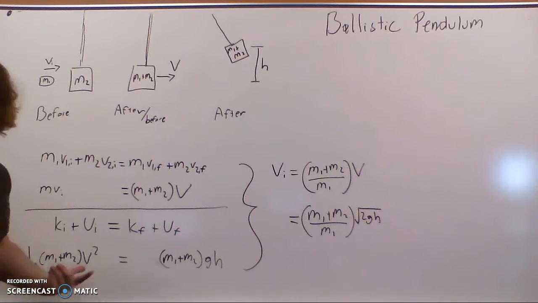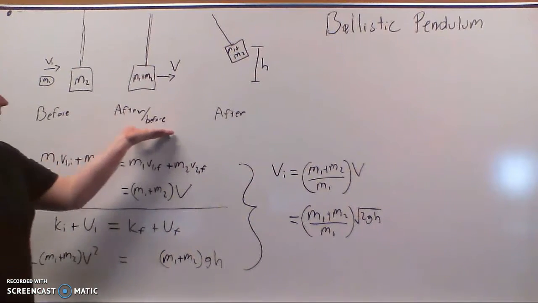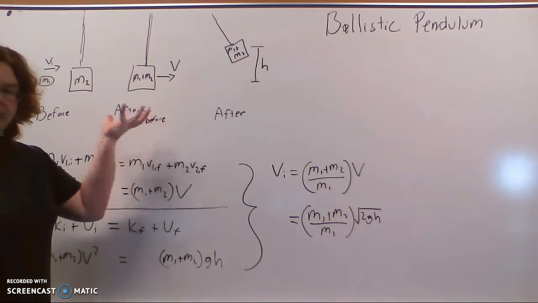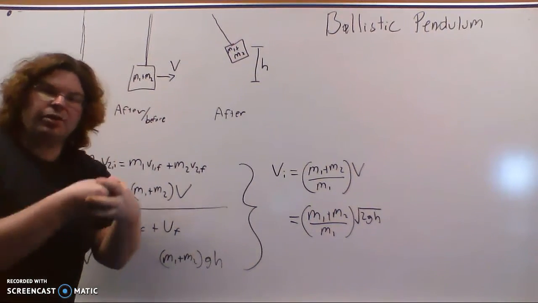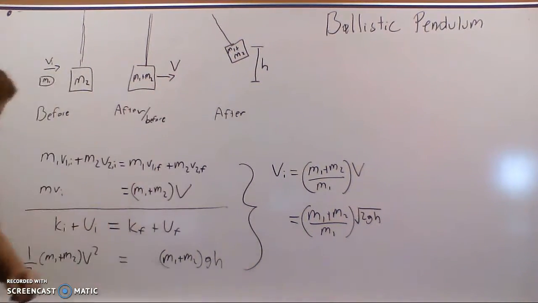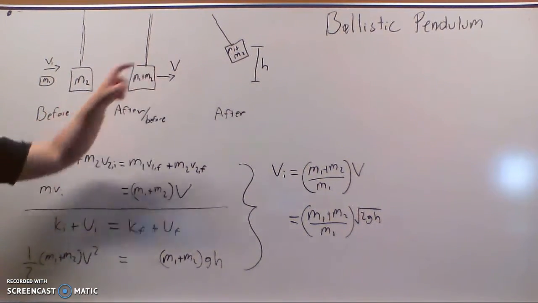Well, what's the initial kinetic energy? Here we care about, at this moment, these two pieces of mass moving together with some velocity. So 1/2 times that total amount of mass times that velocity squared.